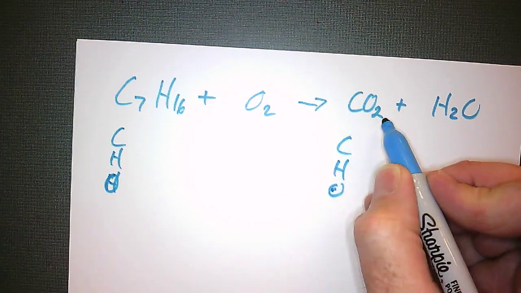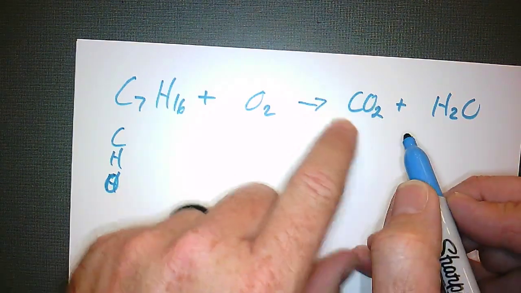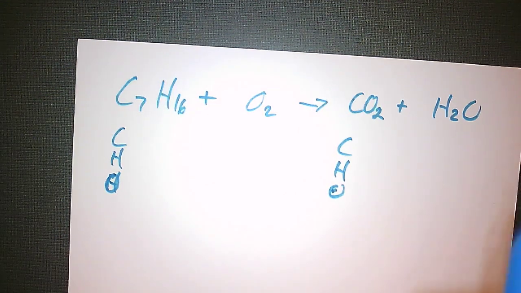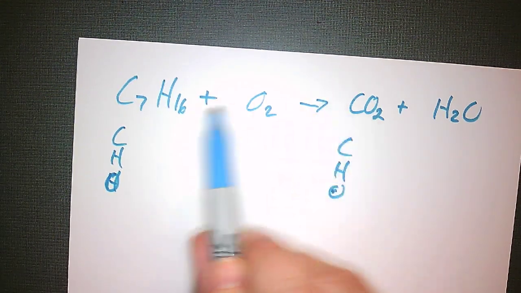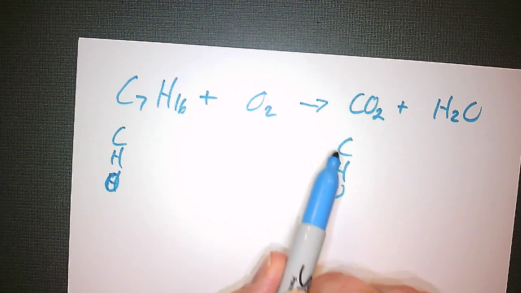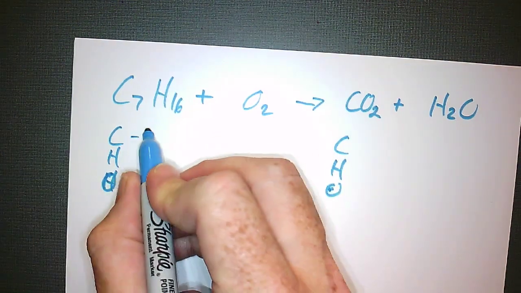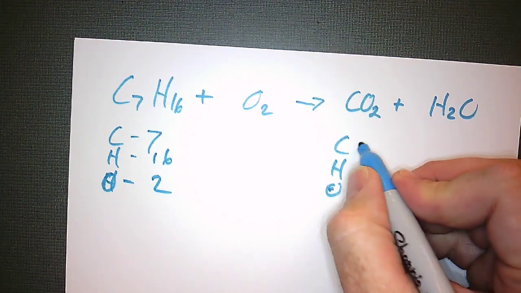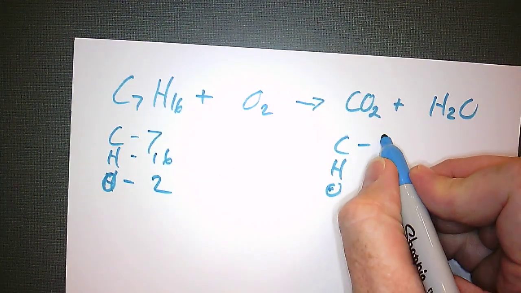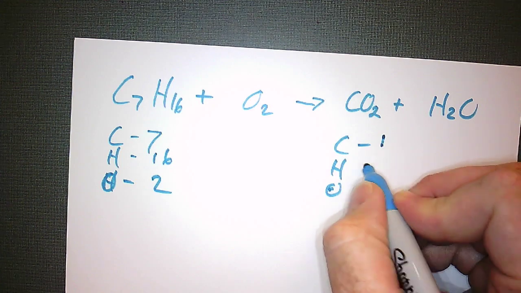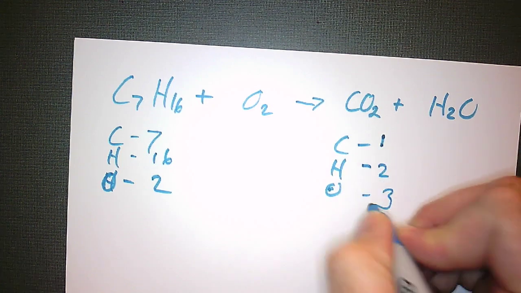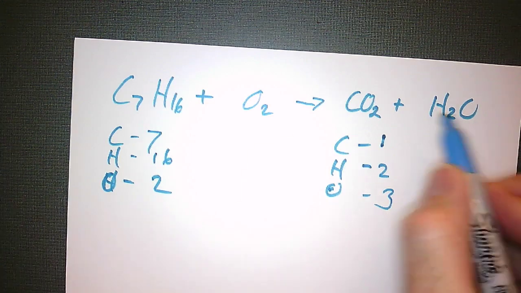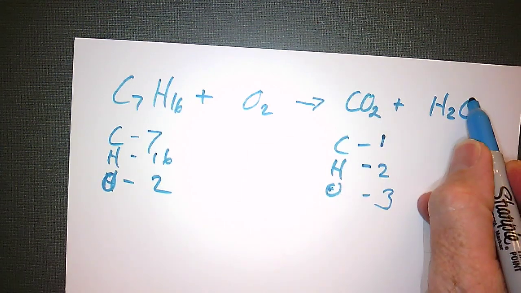I had some people see CO2 and they're like, can I keep CO2 together? CO2 is not a polyatomic ion. And even if it was, in order to keep it together, it's got to be on both sides the same. So you can't. So over here we have 7, 16, and 2, and over here we have 1, 2, and 3. When you're doing these, do not forget your oxygen's in 2 places.